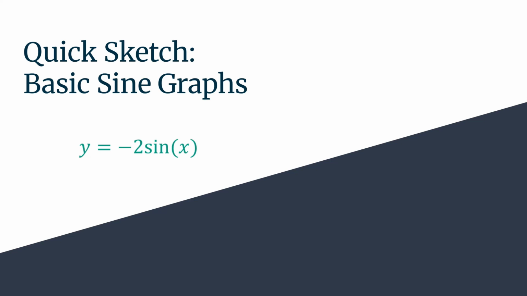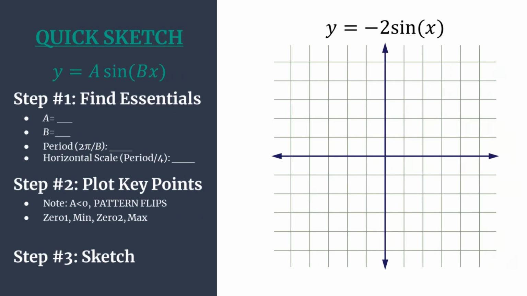In this video, we'll use a really easy method to make a quick sketch of the graph of y equals -2 sine x. All right, we have the general form of the equation and we have an outline to use. So in step 1, we find our essentials. We're going to be identifying a and b for our equation. Okay, so look at our equation.